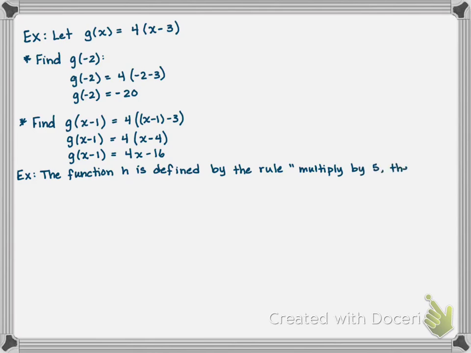And then subtract 3. So what this rule is doing is it's telling us what to do with our input in order to get our output. So in order to write this in function notation, we're going to start with the left side. So we need the name of our function, which is given right here. So the name of our function is h.